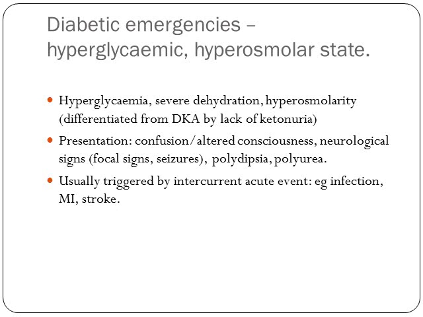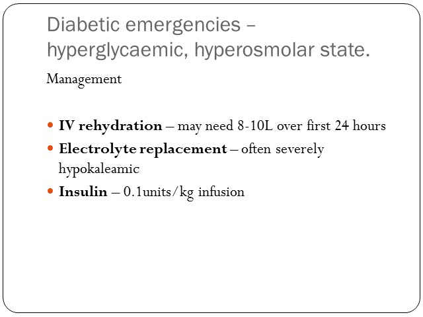And again, like the DKA, it's usually triggered by an intercurrent illness, so it could be infection, MI, stroke. Any of these can drive someone who already has a propensity to a hyperglycemic state, so if they're type 2 diabetic, into this state. And again, management is fairly aggressive IV rehydration. They need their electrolytes replaced, and they need to be on an insulin sliding scale as well.